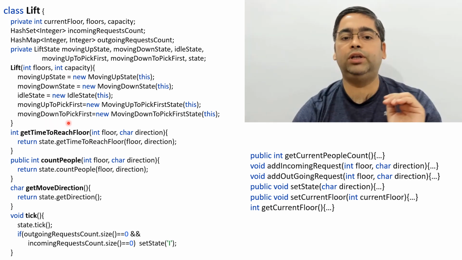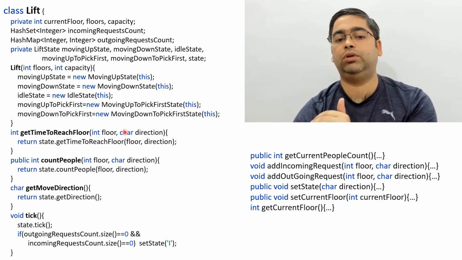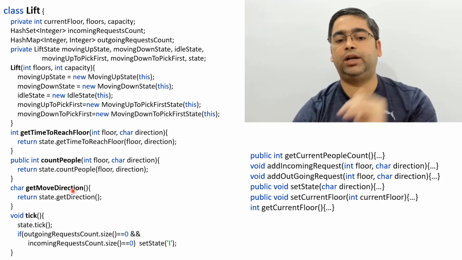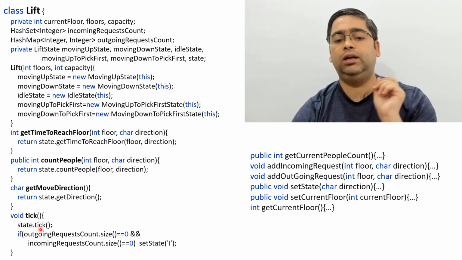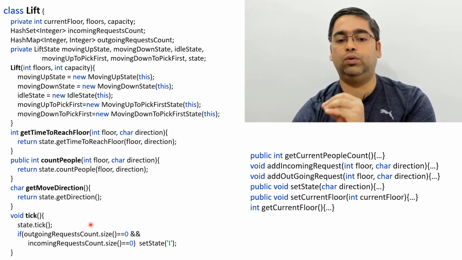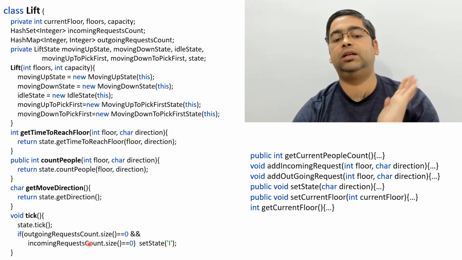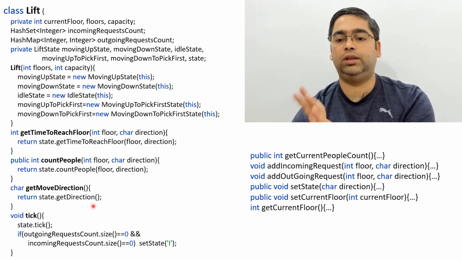For get time to reach floor, it simply calls the state method currentState.getTimeToReachFloor. For counting people, it does the same. Same for get move direction, and same for tick, except after calling tick, it checks if there is no one inside the lift. If there is no one inside the lift, that is there are no outgoing requests, and there are no incoming requests either, that is no one is coming inside the lift, then it sets the state to I, that is the lift again goes back to the idle state on that floor only.